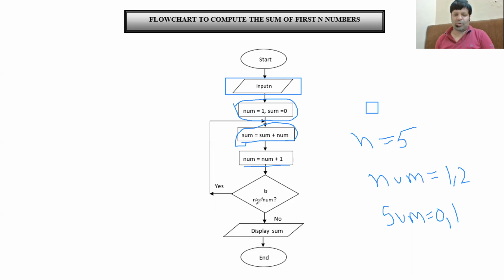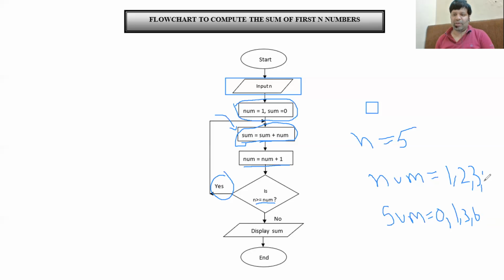Now check the output of this particular decision symbol. Is n greater than or equal to num? The answer is yes. N is 5 and num is 2. So that means it is true. True means we will move back to this particular process. Sum is equal to sum plus num. So that means sum will become 1 plus 2 is equal to 3. And then num is equal to num plus 1. So num will become 3. Again check the condition. The answer is true. We go back to this particular process. And then we again add 3 plus 3 is equal to 6.